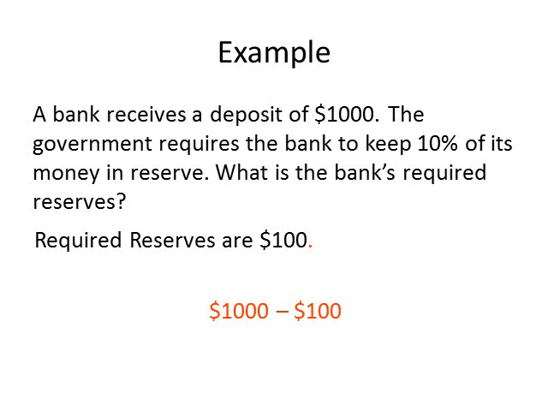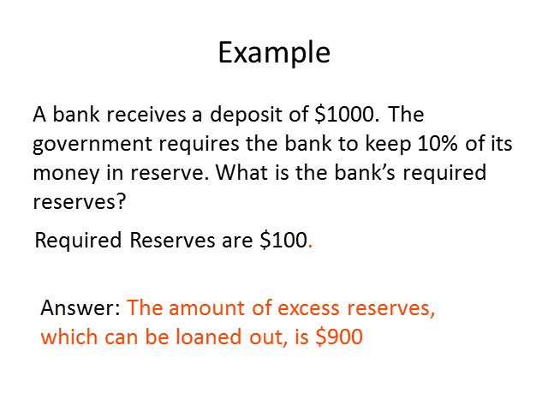Our next step is to subtract 100 from 1,000, or 1,000 minus 100, and this gives 900. So the bank has $900 of excess reserves. This is important because excess reserves are used to make loans to individuals and to businesses. The answer is the amount of excess reserves that can be loaned out is $900.